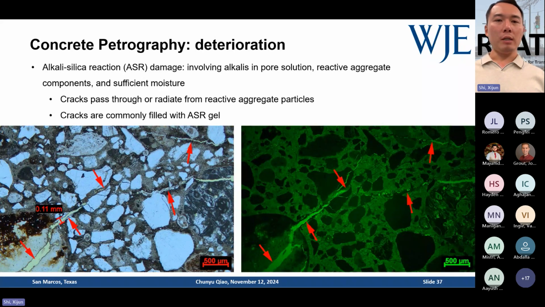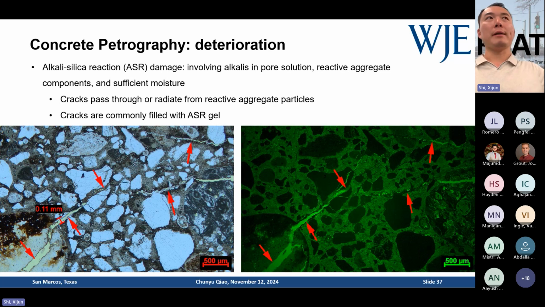And the next one, again, we can use thin sections. I have some thin sections sitting on the table as well, so you're more than welcome to grab them and look at them. So we can look at the details of the ASR damage. You see those cracks getting out from a charred particle over here. The left is plain polarized light on a thin section, as I said before. The one on the right, I'll talk about more later, is fluorescent light.